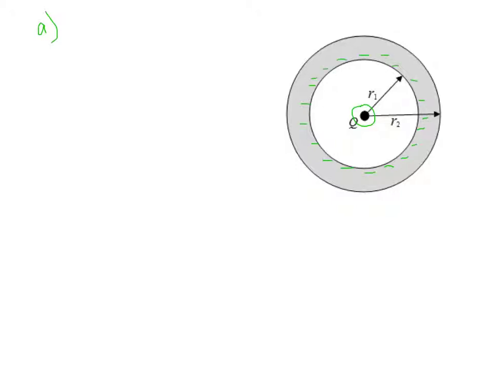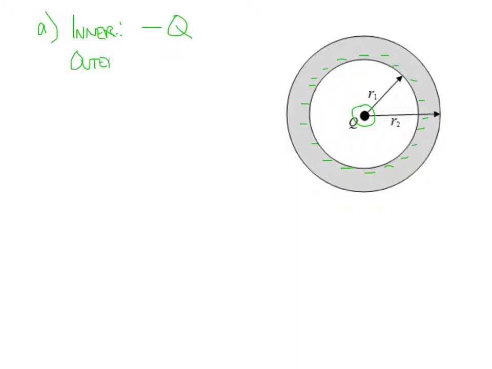The total of all those negative charges will exactly equal the magnitude of that charge in the middle. So on the inner surface of the conductor, the total charge altogether is equal to negative Q. So what about on the outer surface?